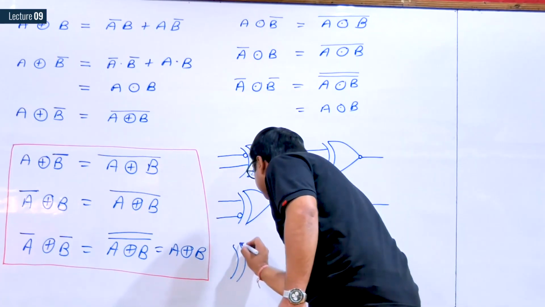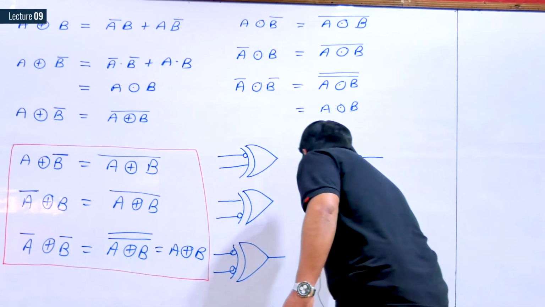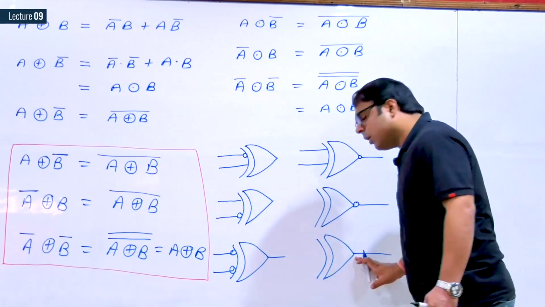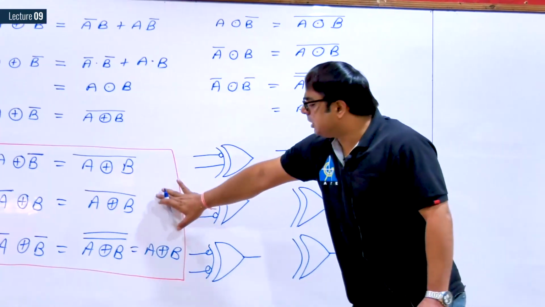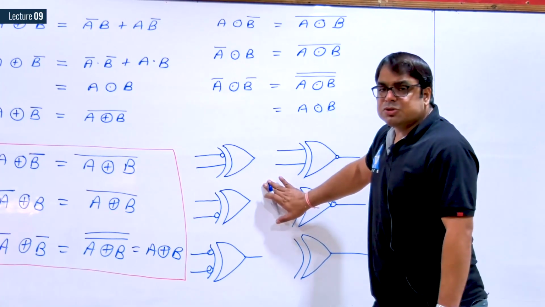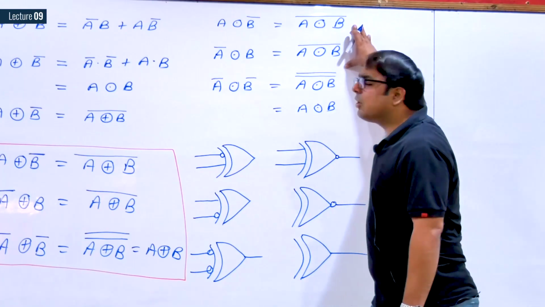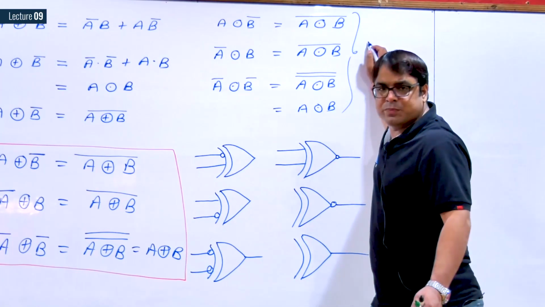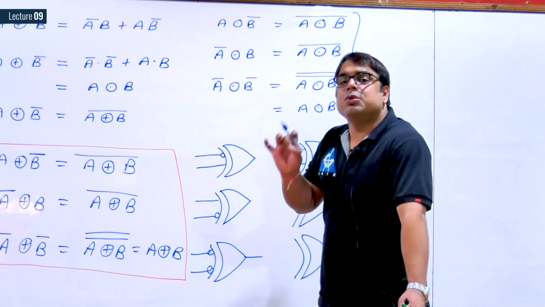And if one by one I complement both the inputs, the output is complemented two times, which cancel each other. So expression and its equivalent logic symbol, same conclusion in the format of the logic symbol as well. You can by yourself draw the logic symbol for these three expressions also. So these are the special properties of XOR gate and XNOR gate which you must know.